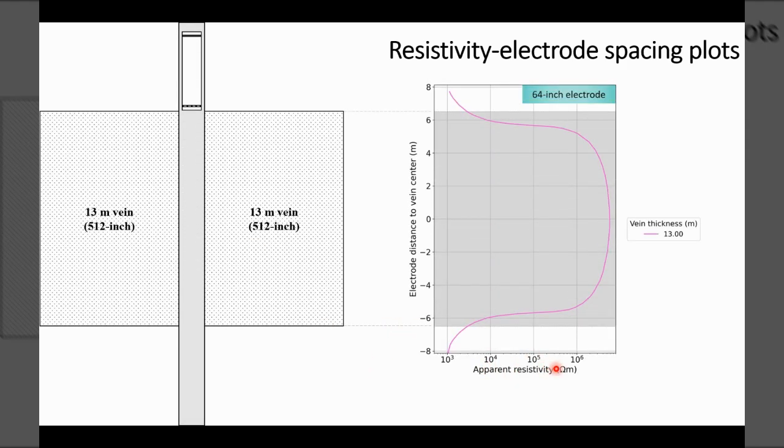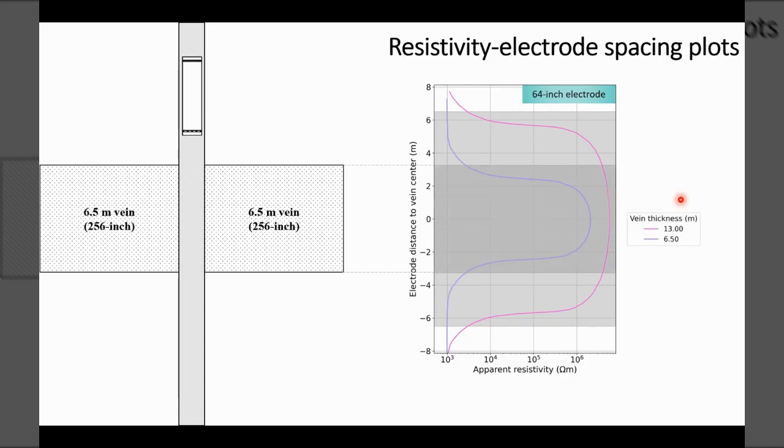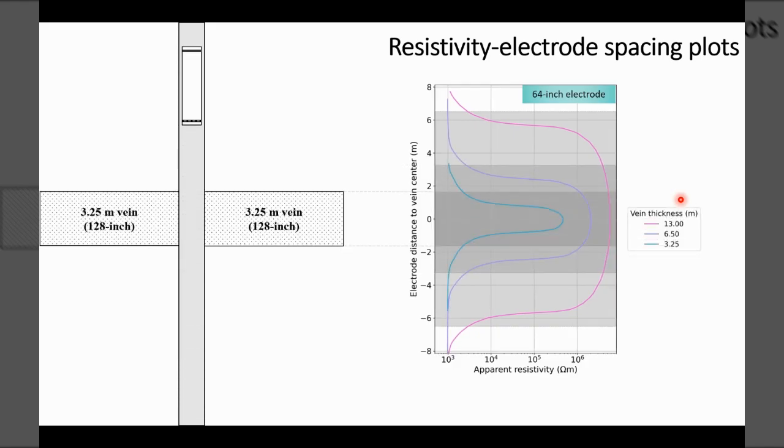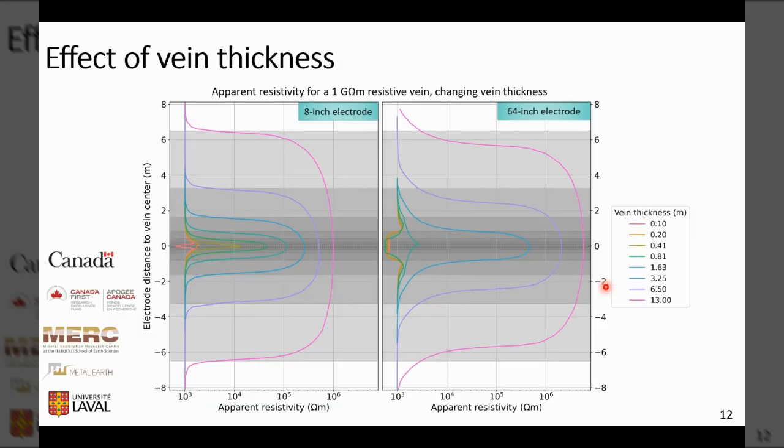On the x-axis, we have the apparent resistivity, and on the y-axis, we have the electrode distance to the center of the vein. So this gray shaded area is showing the thickness of the vein, and we have a curve like this. If I change the thickness of the vein, I will have another curve, and then if I decrease the thickness of the vein further, the next curve would be like this, and the shaded areas show the different thicknesses. So now let's go to the results.